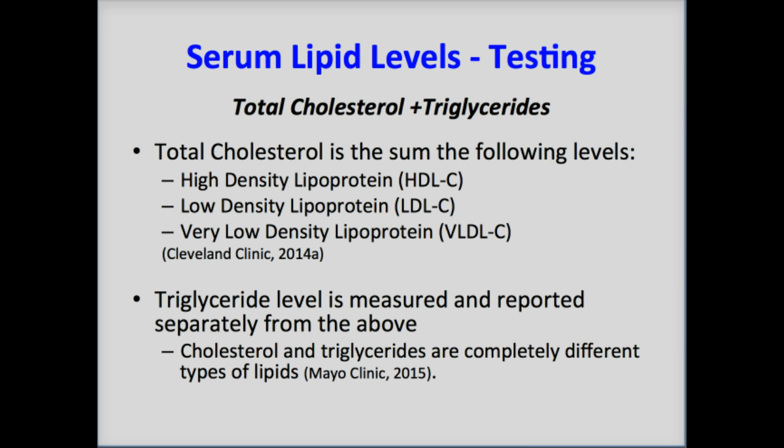Now, when it comes to these two types of lipids, cholesterol and triglycerides, it's really important to realize that cholesterol and triglycerides are two entirely different types of lipids, which we'll see on the next couple of slides. And that's why they're measured and reported on separately.